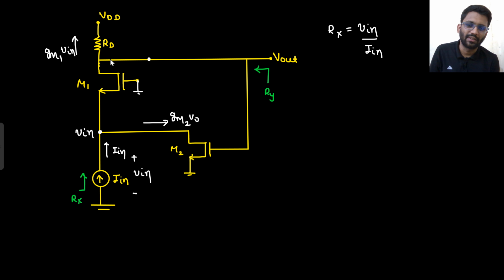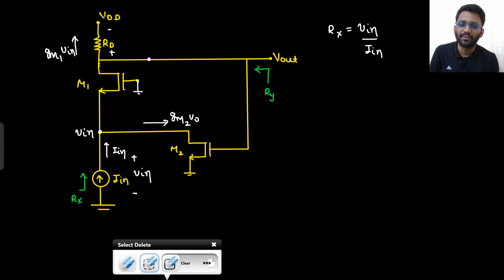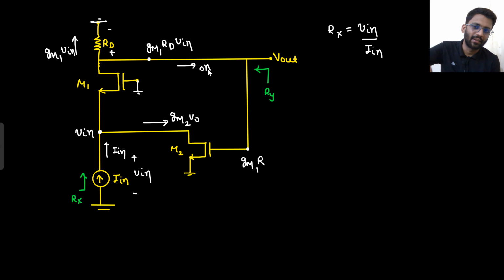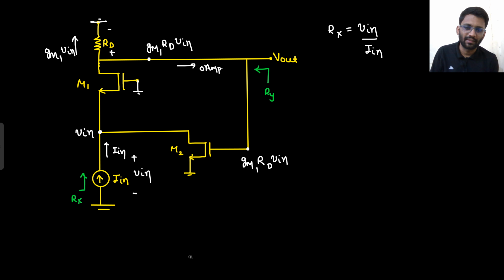So what will be this potential? Current will be in this direction and VDT is already gone. This potential will be GM1 RD into V in, and the same potential will be coming here, GM1 RD into V in. Why did I say the complete current is flowing through RD? Because there is 0 ampere current here, right? So this node would be GM1 RD into V in. If this node is GM1 RD into V in, so what will be this current? This current would be GM1 GM2 RD into V in, right?